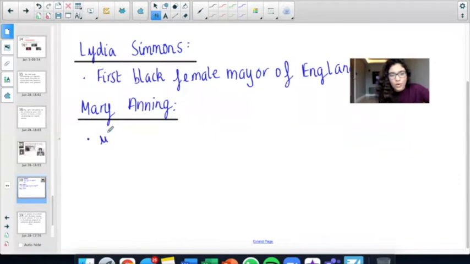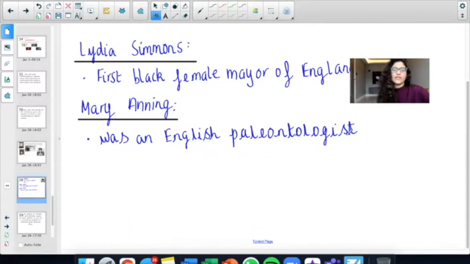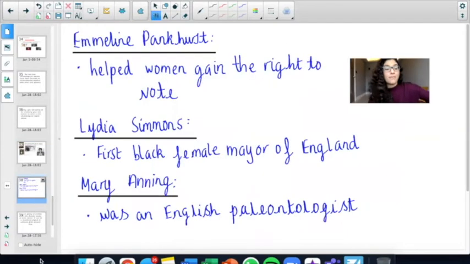Here we go. Was, bullet pointing, an English, here we go, paleontologist, big word. Note how I am going through each sound. Paleontologist. Hopefully I've spelled that correctly. Paleontologist. I think that's correct. Yay. Next person, Rosa Parks.